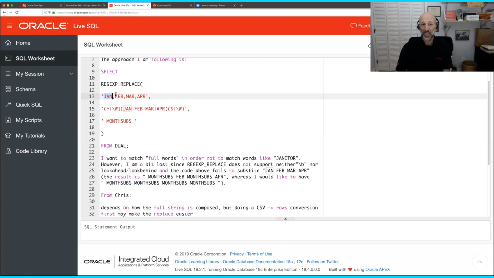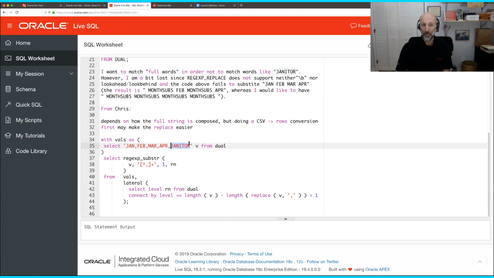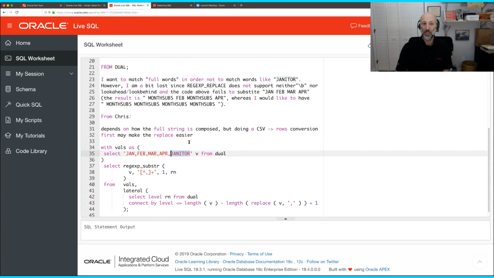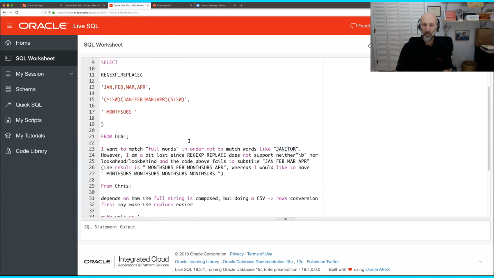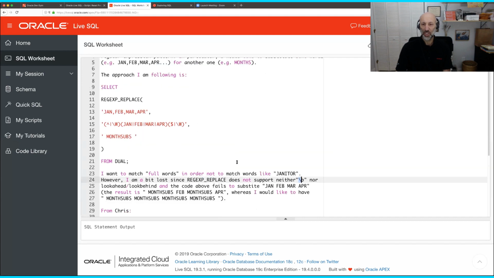So they sent in this query in which they want to substitute, it looks like a form of masking, each of the abbreviations of the months with, let's say, month substitute. And they want to only search for those part words, not things like the janitor, that should not be replaced. They were struggling to come up with a regular expression that would work, partly because I guess our regular expression replace function doesn't support the \b, look ahead, look behinds. So I don't know if any of you are really sharp in regular expressions and can make sense of this in the time that we have here.